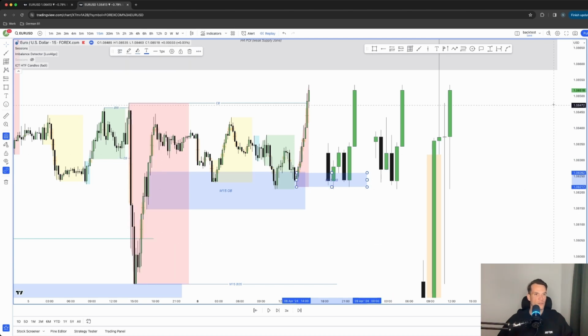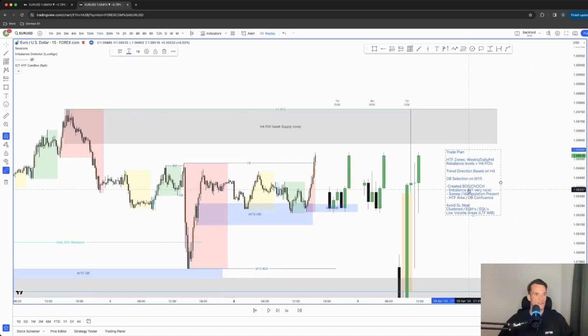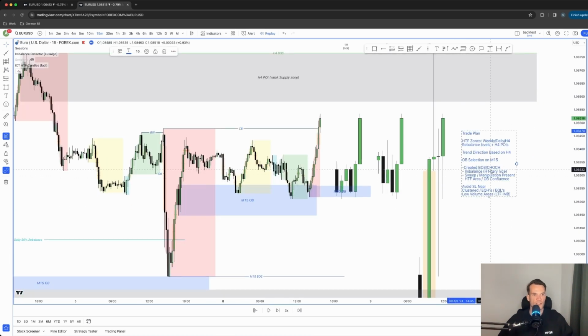We have an M15 order block here. Actually, it would be good to, okay, let's see if we can have these on the screen. OB selection, create a boss or chock, create a chock. Imbalance H1, looks like we've got some imbalance forming. It's not closed, so it's not locked in. We've only got this gap here, and a big gap on that candle on the hourly.